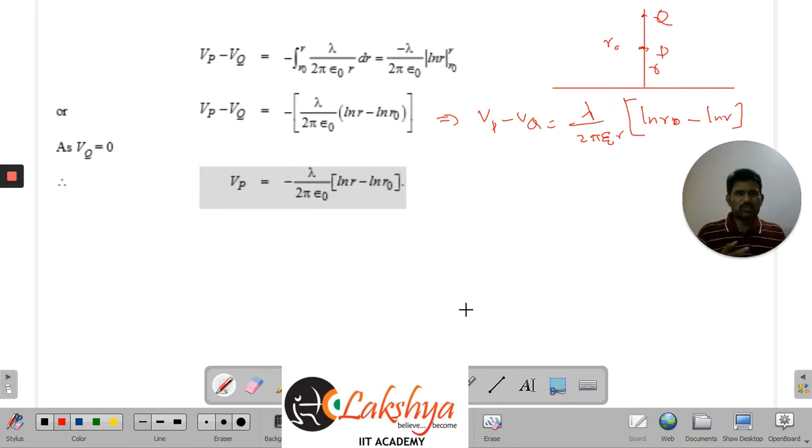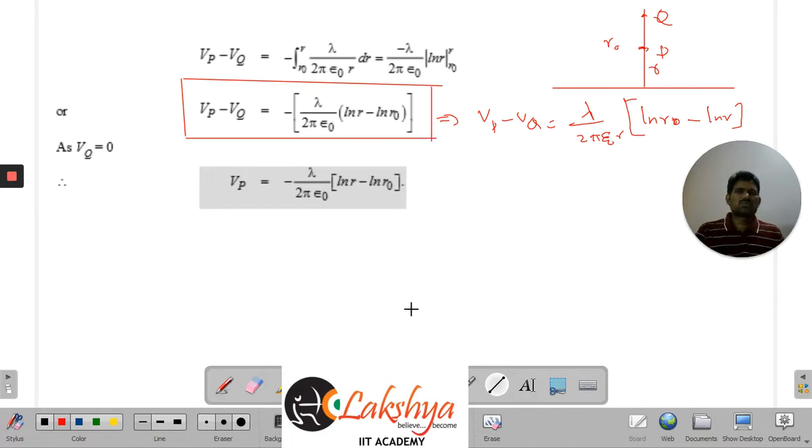If they gave the potential at one of the points as 0, that means if they gave some reference, that is nothing but what we call the reference point, then you can take this Vq value as 0 and write this expression here. That depends on the given conditions. So this is the potential difference expression between the 2 points whose separation is R and R naught from the line. So that is the potential due to the line of charge calculation, that means the infinite line of charge calculation.